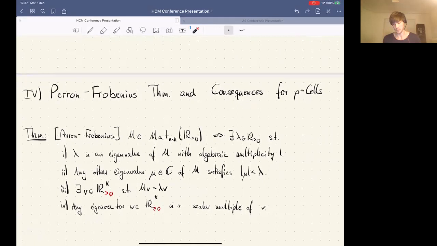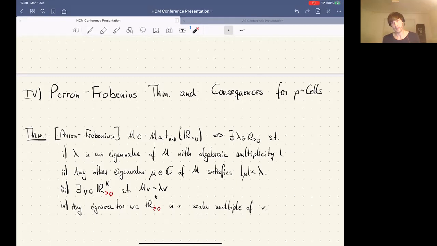So if you have a k by k matrix M whose entries are strictly positive, then the Perron-Frobenius theorem says that there is a positive real number lambda, which is an eigenvalue of the matrix M, and it occurs with algebraic multiplicity 1. In particular, this positive real number is the spectral radius of our matrix M. So any other complex eigenvalue of our matrix has norm strictly smaller than lambda. So this is the second part. And moreover, of course, we can find an eigenvector for this eigenvalue. But moreover, we can choose it so that all its components are strictly positive, okay?